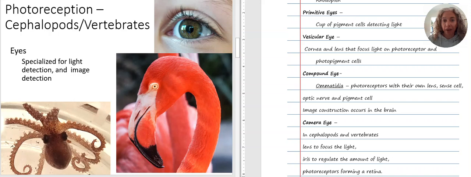Vertebrates and cephalopods, which are octopus and squid, have an eye that is highly specialized and structured with different types of cells. They have a lens to focus the light, an iris to regulate the amount of light, and many photoreceptors forming the retina. Cephalopods have a converse eye where the light reaches the photosensitive retina cells first, whereas vertebrates have an inverse eye where light passes through capillaries and nerve cells before reaching the photoreceptors.